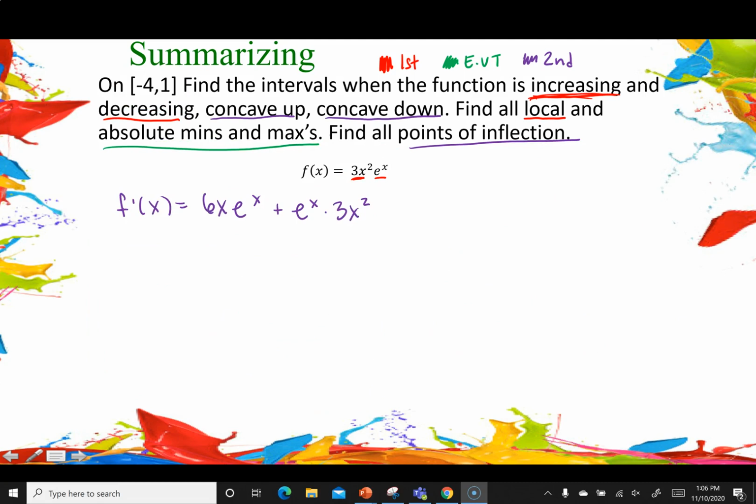All right, next we need to talk about the second derivative test. That's going to help us with our concavity and points of inflection. So we take our answer to the first derivative and we take the derivative again.